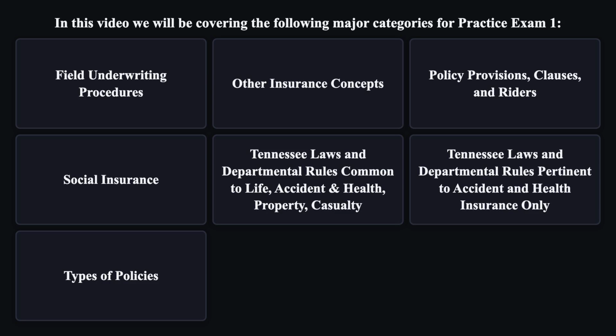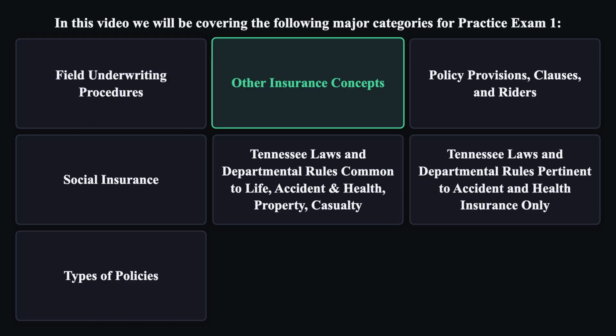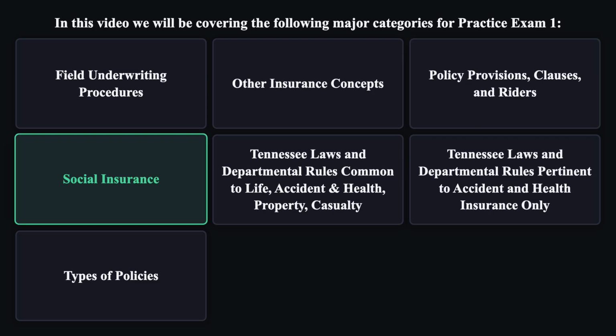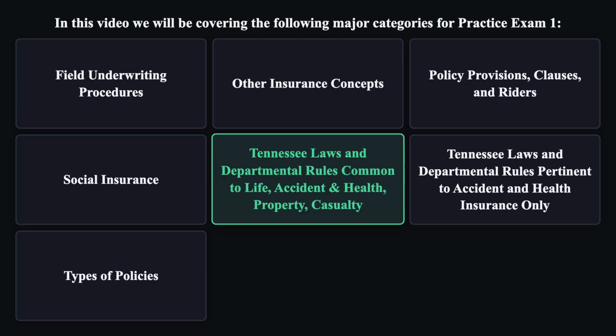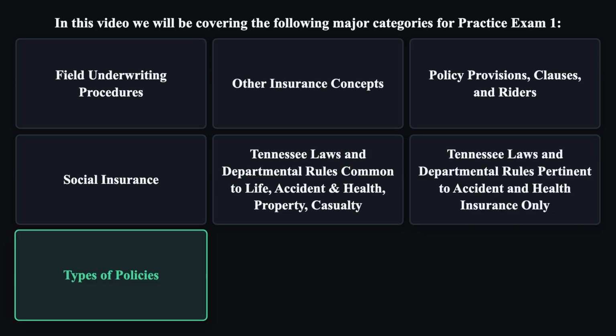In this video, we will be covering the following major categories for Practice Exam 1: field underwriting procedures, other insurance concepts, policy provisions, clauses, and riders, social insurance, Tennessee laws and departmental rules common to life, accident and health, property, casualty, Tennessee laws and departmental rules pertinent to accident and health insurance only, types of policies. Let's walk through the format.